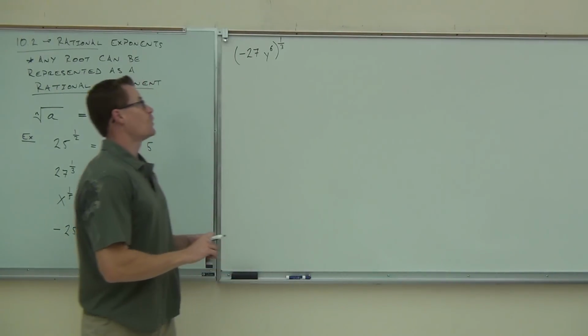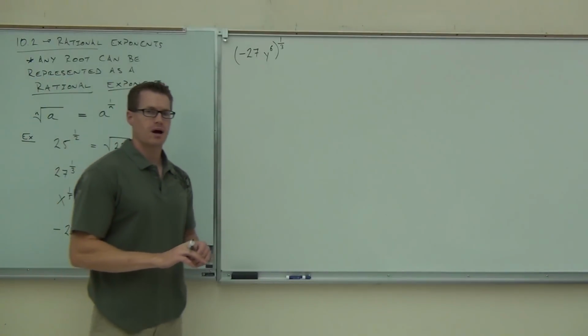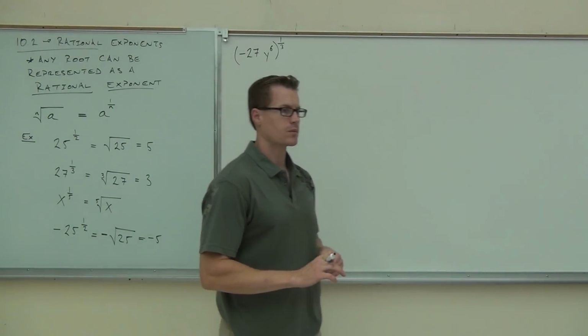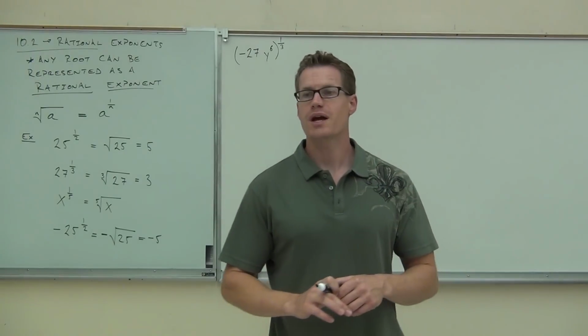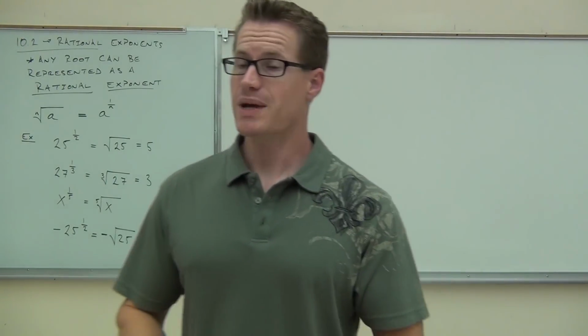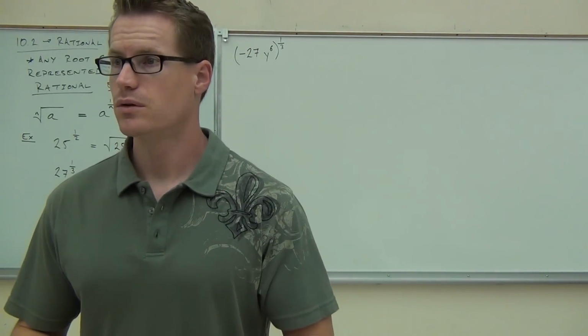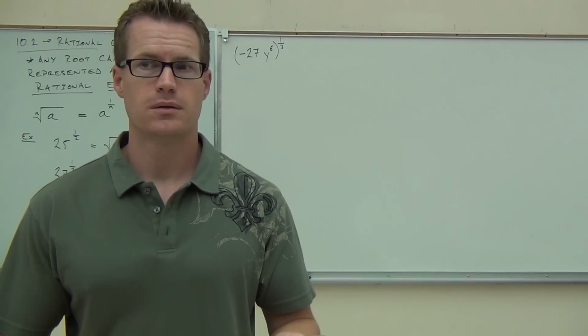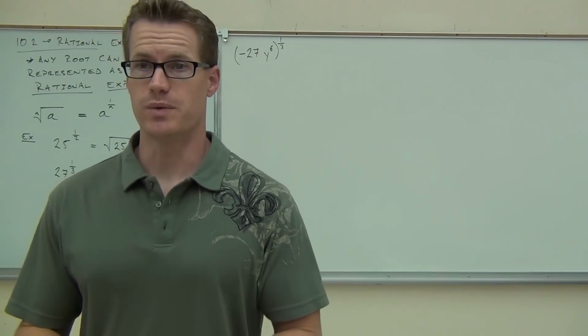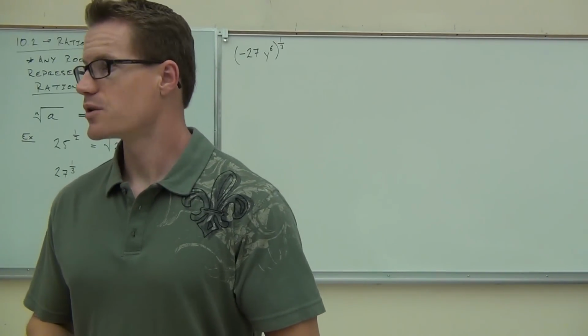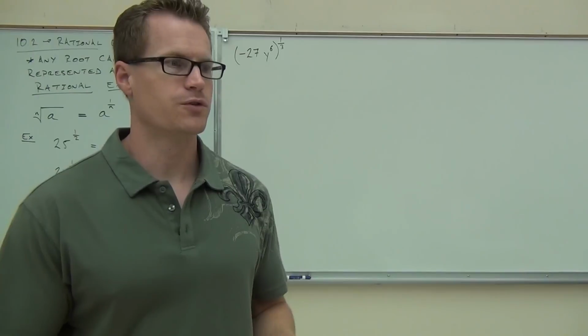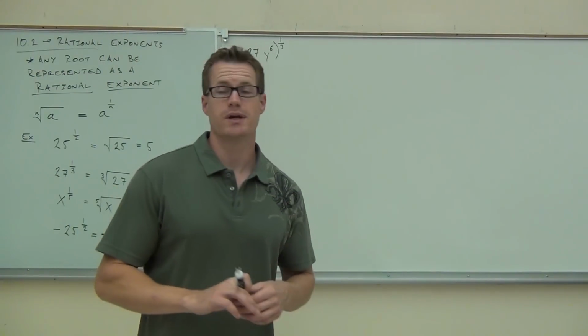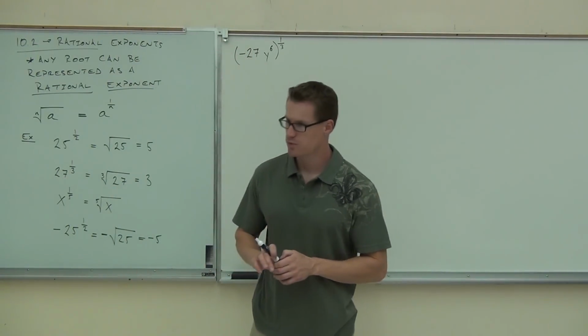Negative 27y to the 6th, all to the 1/3 power. Firstly, I want you to identify if we have a root here. Do we have a root, or radical? What tells you I'm going to have a radical here? What type of exponent do we have? Okay, good. So anytime you have a fraction exponent, it means a radical, for sure. What type of a radical do we have? What type of root? Cube root, all right.